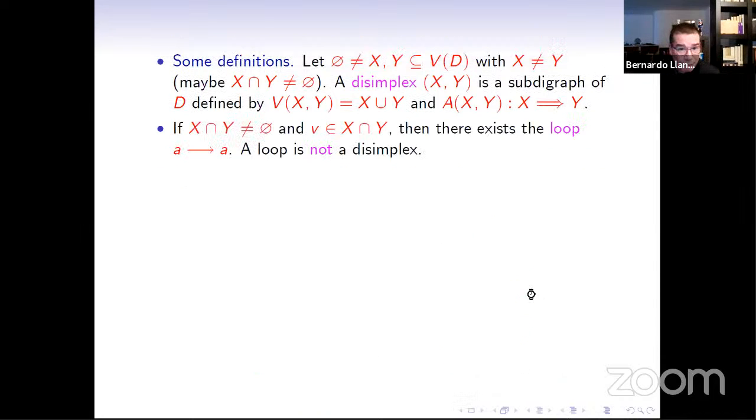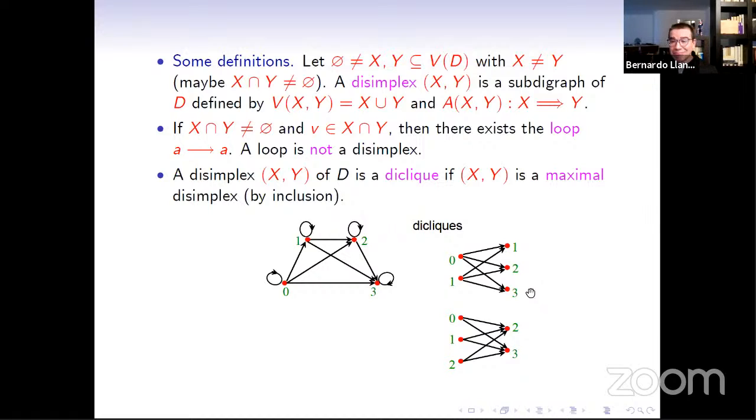If you allow loops, and I will talk about this because there are some results referring to this class of graphs, when you consider a simple digraph, the same as the example before, but you put a loop in every vertex like this. This is the same example as before, I just put these loops here.